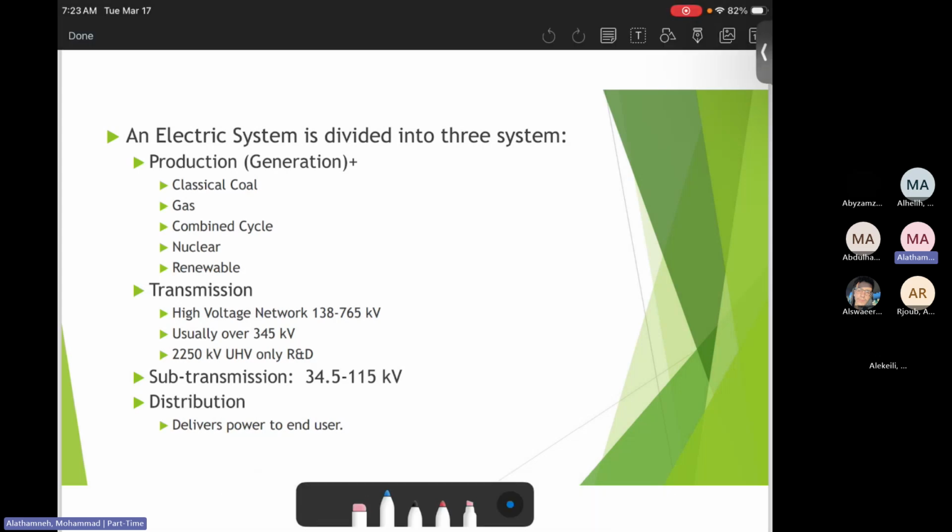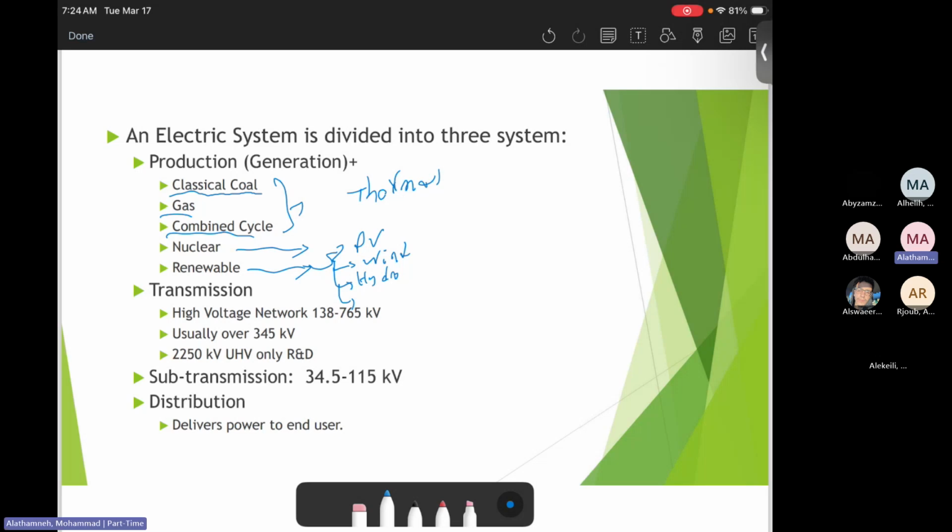The production can be from generation, like the classical coal, the gas, combined cycle, all of them we call thermal, or they can be nuclear or renewable energy. Renewable energy can include photovoltaics, wind, and hydropower, etc. There is also water power, which is basically the ocean or waves power.